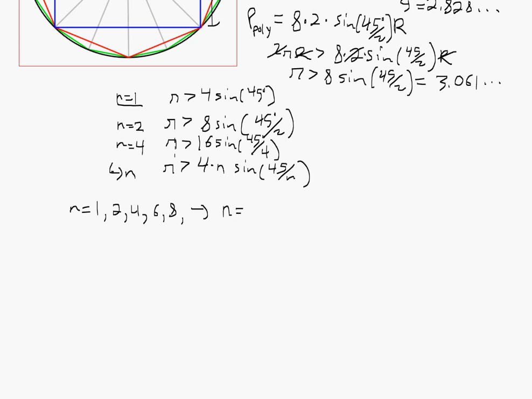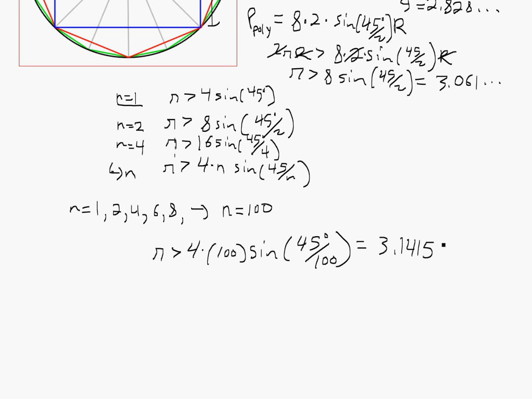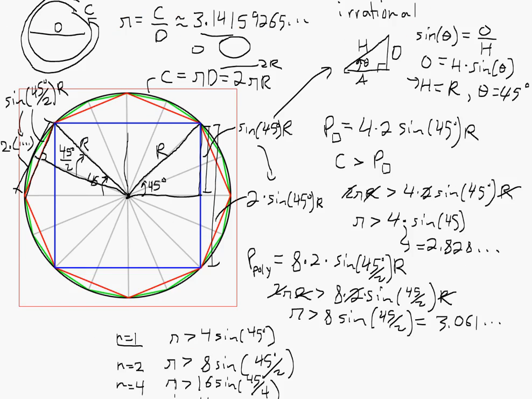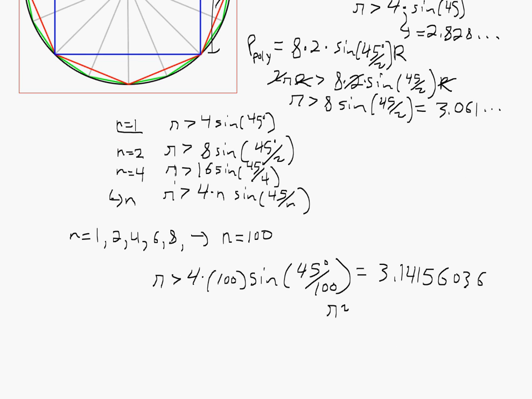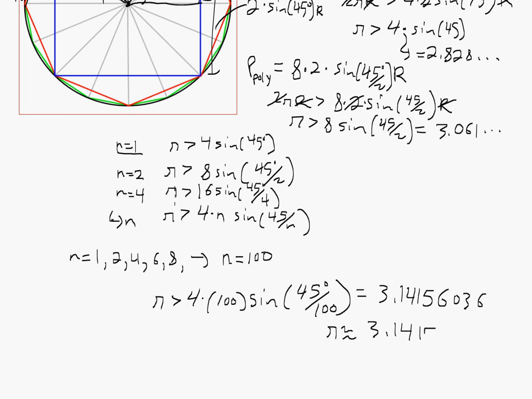So let's say we were to put n is equal to 100. We will get pi greater than 4 times n, which is 100, times sine of 45 over n, which is 100 degrees. Putting that in the calculator, you get 3.14156036. And if you compare that with the top, pi is actually equal to 3.14159265. This keeps going on. So we got 4 decimal places close. So if you keep increasing, if n goes to, I don't know, infinity, we will get this number exactly. Well, it's not exact because it keeps going on and on.